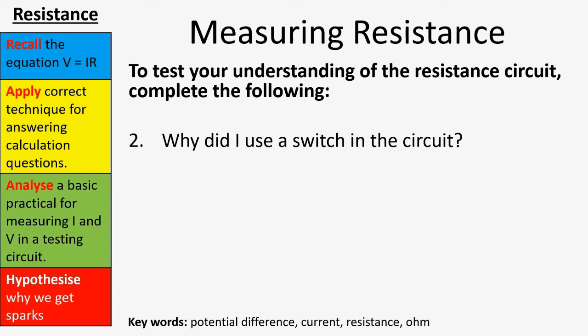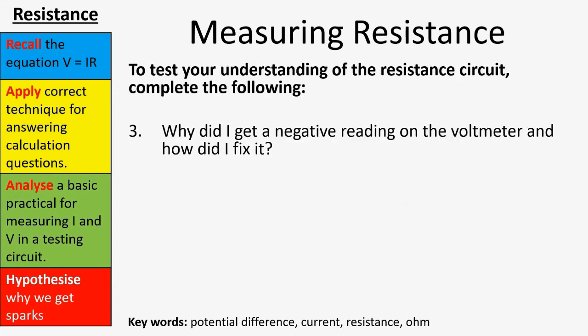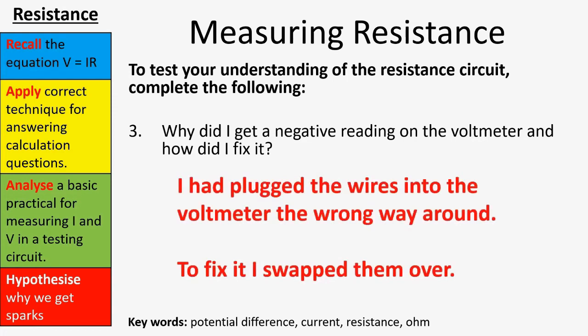2, why did I use a switch in the circuit? Well, it's because the resistor can get hot if it's left on for a long period of time. Number 3, why did I get a negative reading on the voltmeter and how did I fix it? I'd plugged the wires into the voltmeter the wrong way round. To fix it, I just swapped them over.